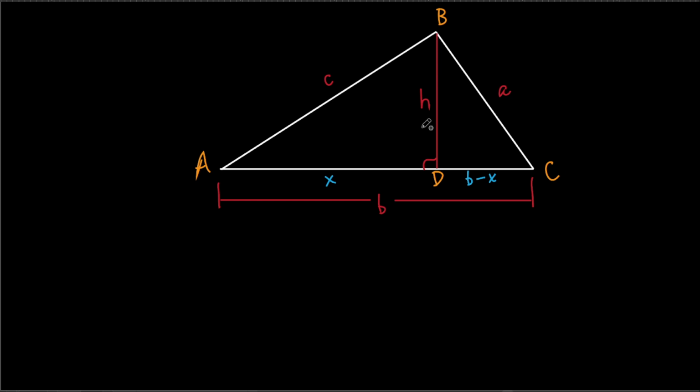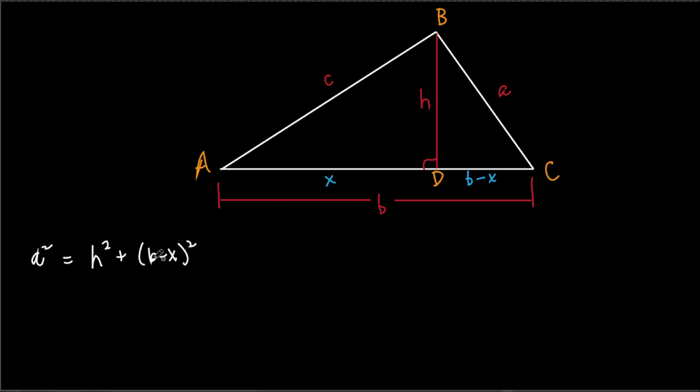So if I wrote this as Pythagorean theorem, what did I say? I'm going to go fast. So watch. Let's write a squared equals h squared plus (b minus x) squared. Would you agree that you could do that?